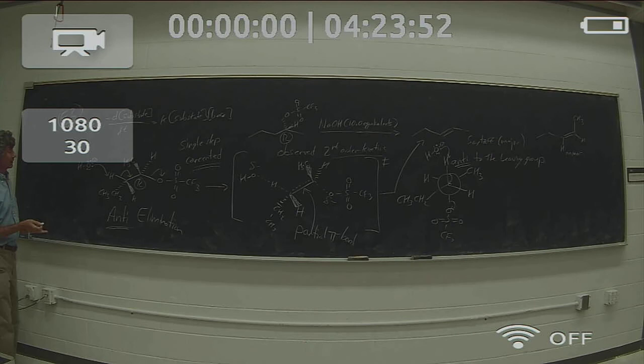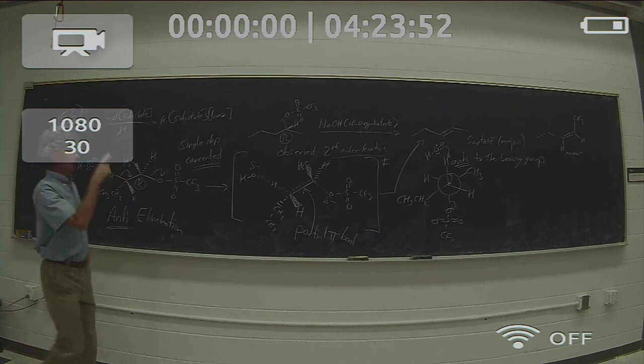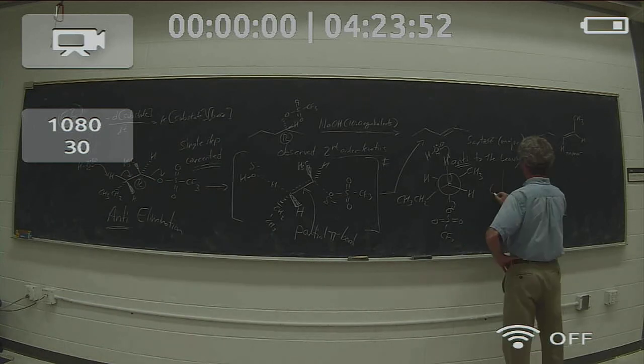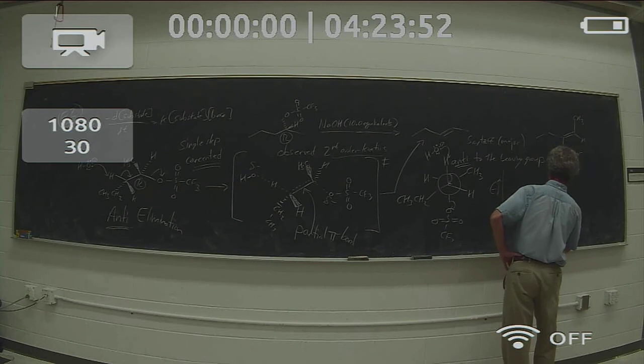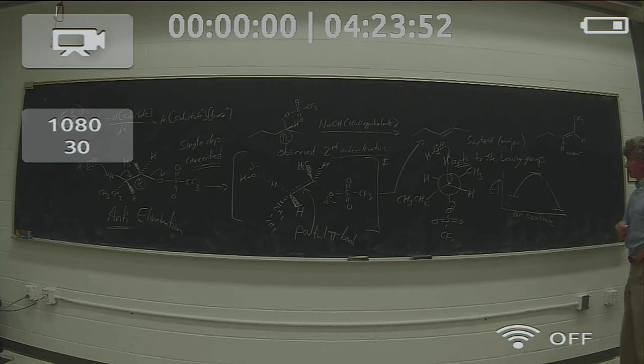And it must be anti-elimination through a single transition state with an energy diagram that looks very similar to the energy diagram for an SN2 reaction. Just a single step. Usually a pretty exothermic reaction, because the reaction of hydroxide with hydrogen to form water forms a very strong OH bond.